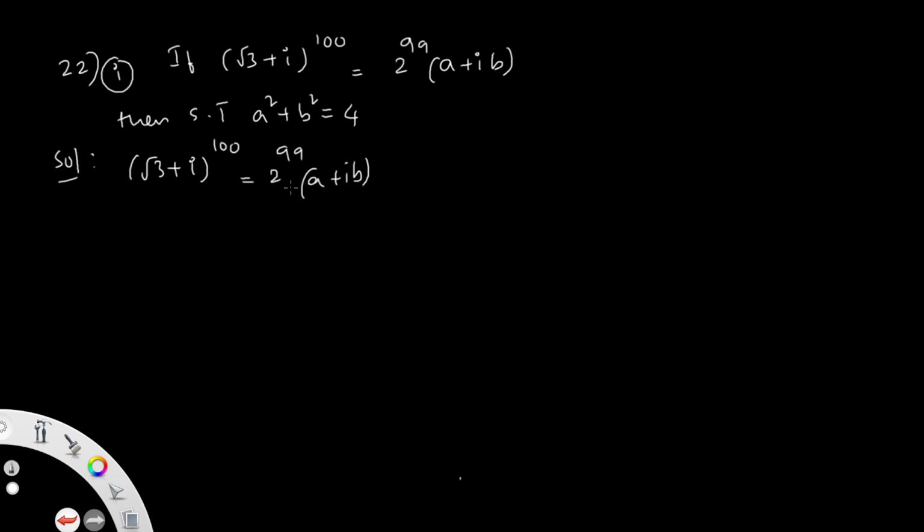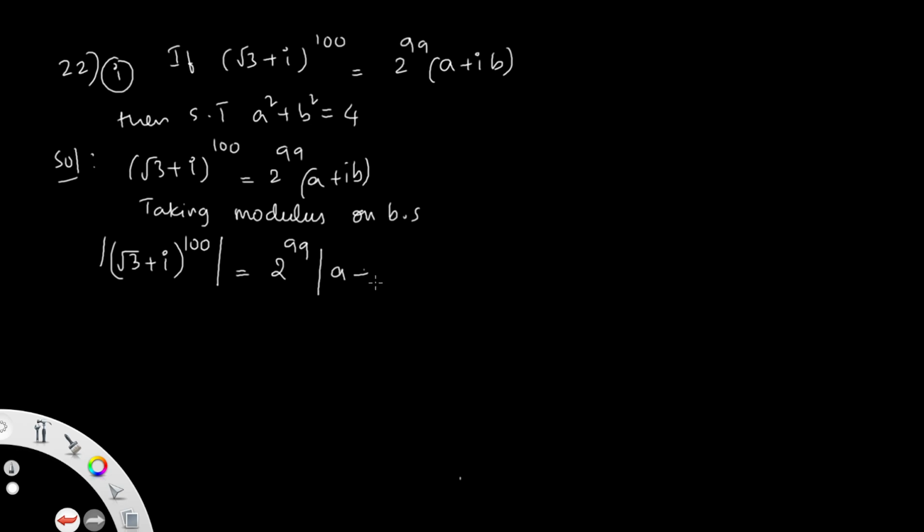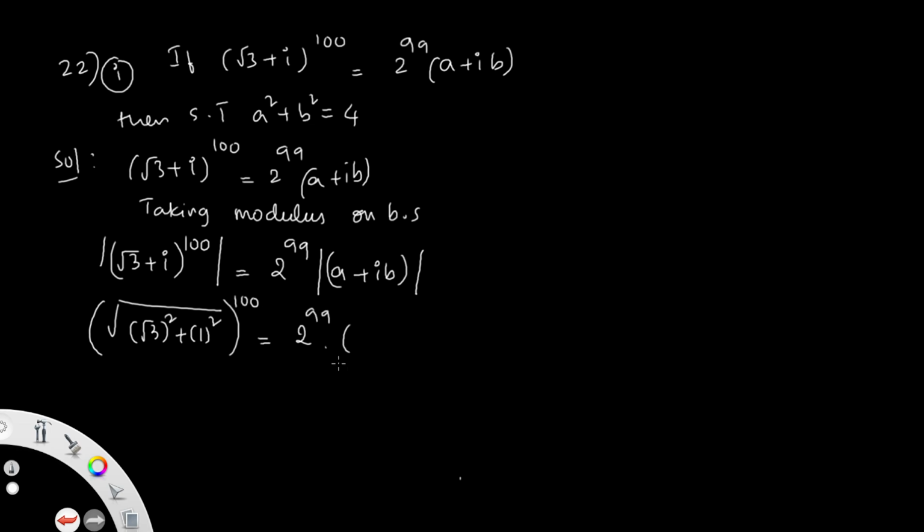So I am taking the modulus on both sides. That is the modulus of (root 3 plus i) whole to the power of 100 equals the modulus of 2 power 99 times the modulus of (a plus ib). The modulus means you take root 3 whole square plus 1 square, real part square plus imaginary part square, equals 2 power 99 into root over a square plus b square.